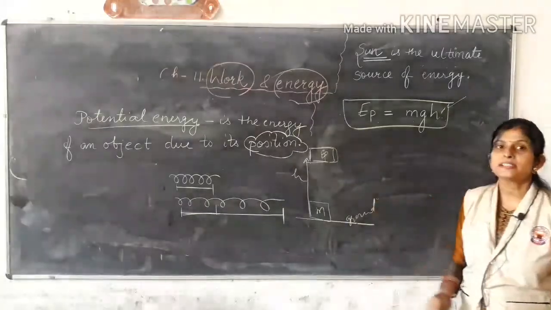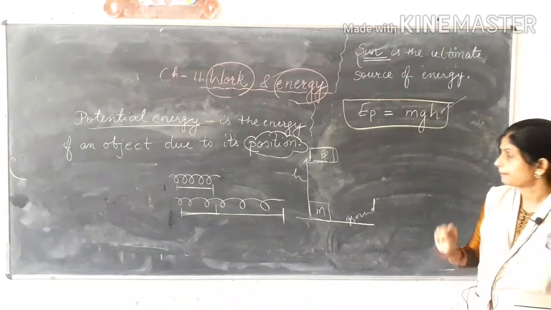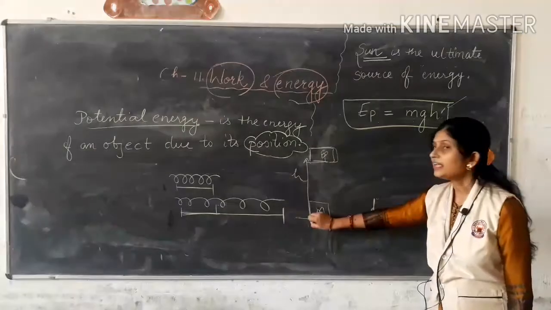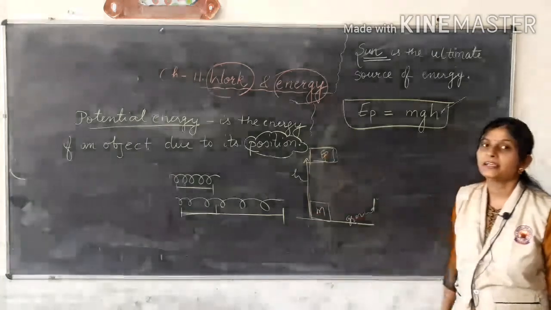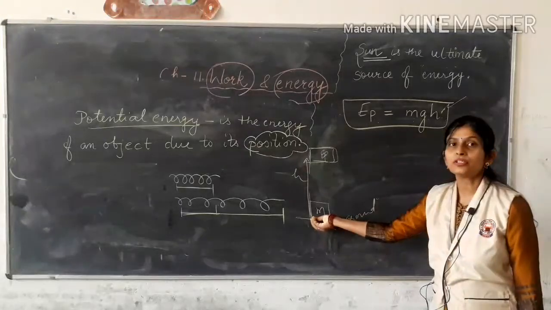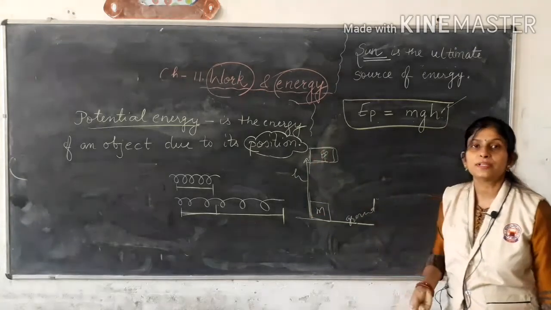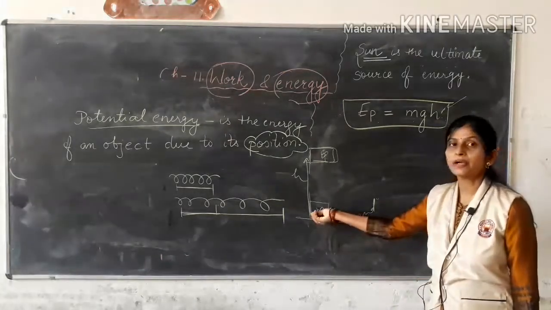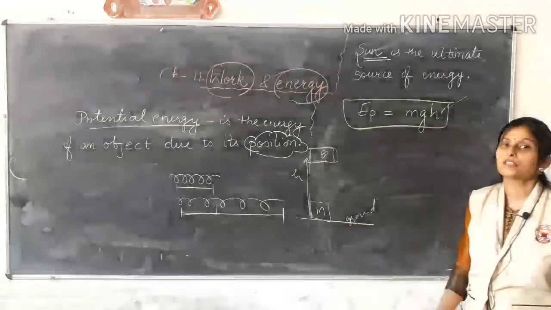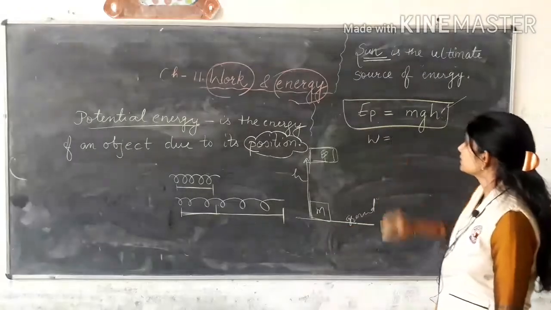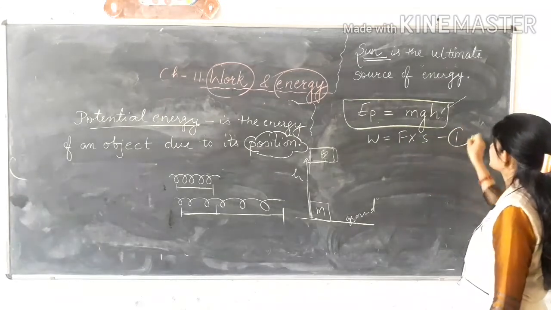Now, what is its potential energy? That we have to derive mathematically. First of all, when this object having mass m is raised to a certain height, a force is applied on this object due to which it covers a height or a displacement. So work is done on this object. Work is equal to F into S. This is the first step.